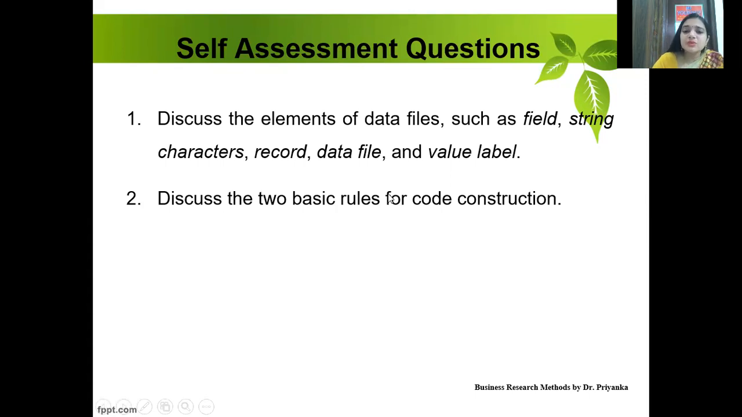Then discuss the two basic rules for code constructions. What are the two basic rules for code constructions? We already discussed. First, coding categories should be exhaustive, meaning that a coding category should exist for all possible responses. If there is a large number of possibilities, an other category is used to ensure that the categories are all inclusive. Second, the coding categories should be mutually exclusive and independent of each other, which means that there should be no overlapping among the categories, to ensure that a subject or response can be placed in only one category. So this is very important to be taken care of while coding the data.